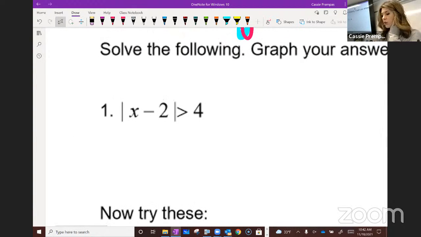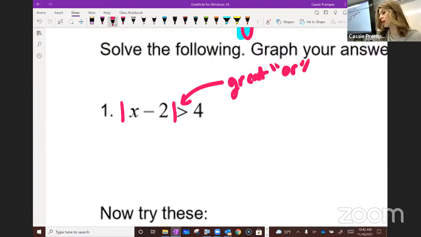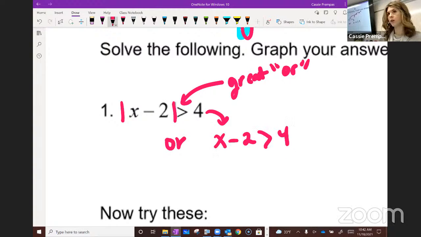Number one, in order to undo the absolute value, I need two inequalities. It's either going to be an or it's going to be an and. To determine what it is, I have to look at the symbol. Is this a greater than symbol or a less than symbol? Greater. So what word should I put in between? Or, good. Then I'll copy exactly what I see without the absolute value. So I know that x minus 2 has to be bigger than 4.